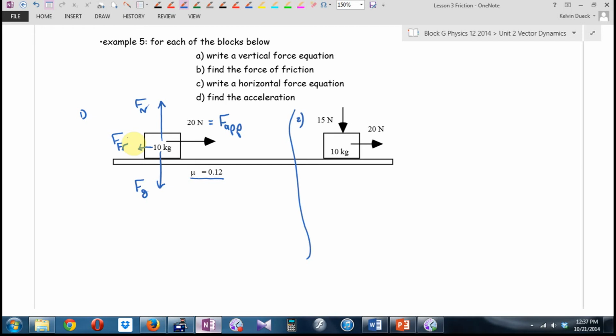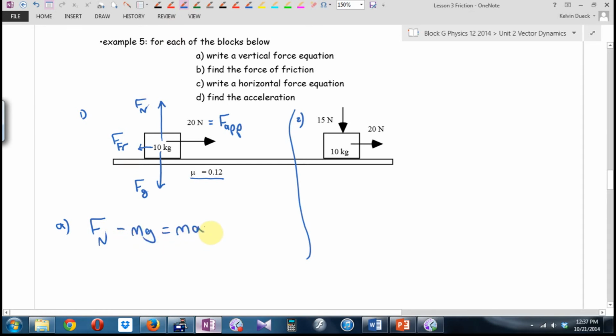First of all, A says write a vertical force equation. Fair enough. I think mg equals Fn. Vertically, normal force and mg cancel each other out. Put your pencils down. Look up. By the way, what I really did was this: I went winner minus loser equals ma. Don't write that down. Except vertically, what's the acceleration?